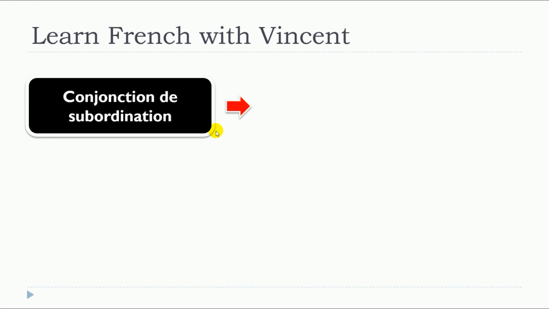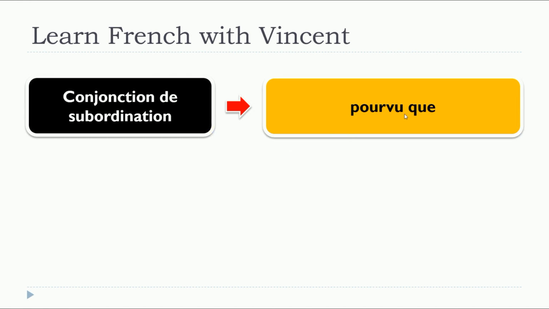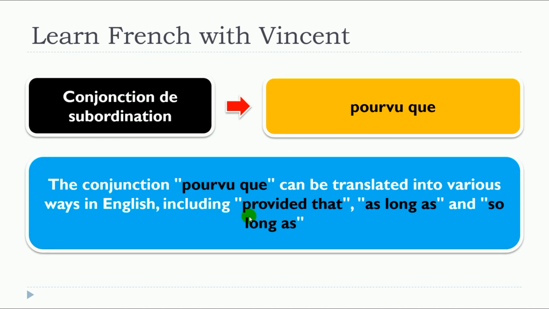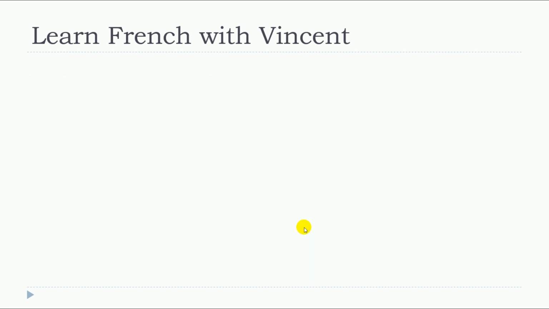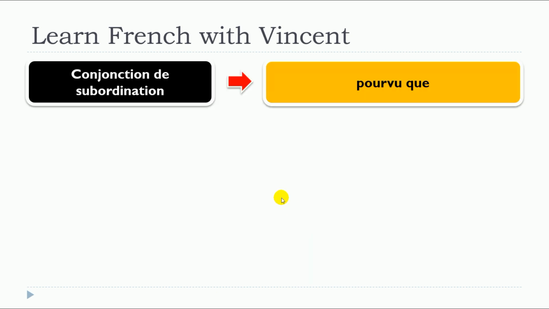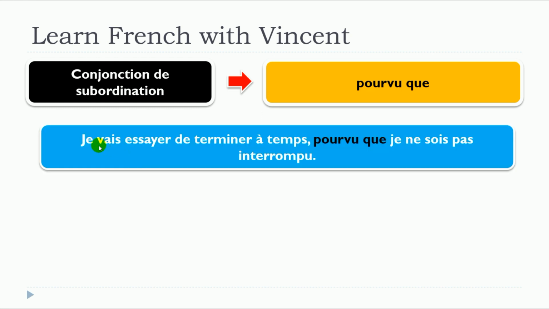So, this lesson is about pourvu que. And the conjunction pourvu que can be translated into various ways in English, including provided that, as long as, and so long as. So we will see some examples with pourvu que.